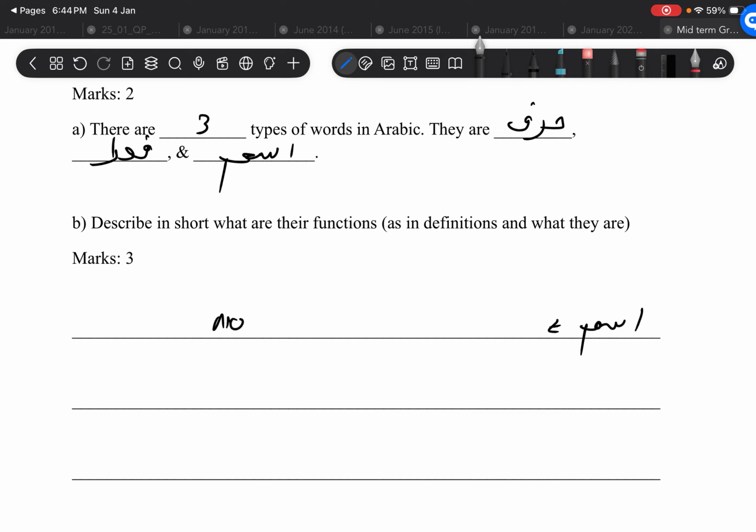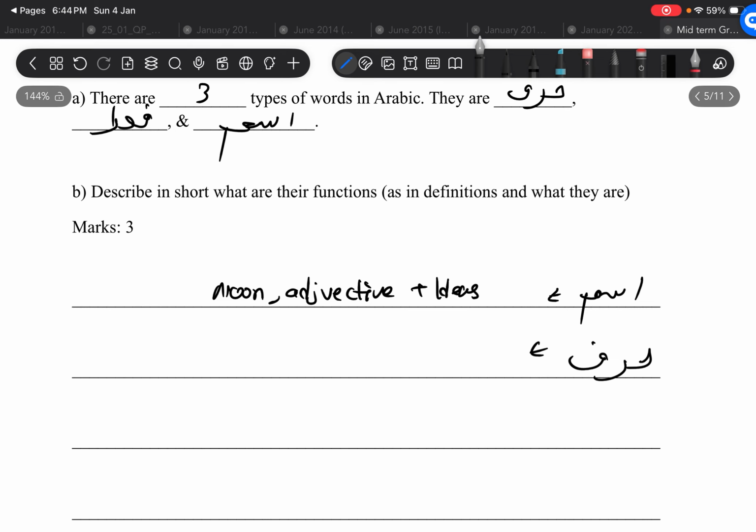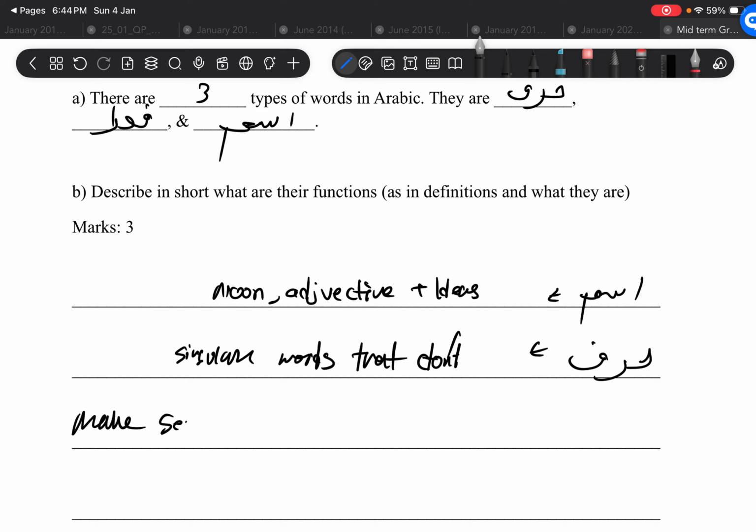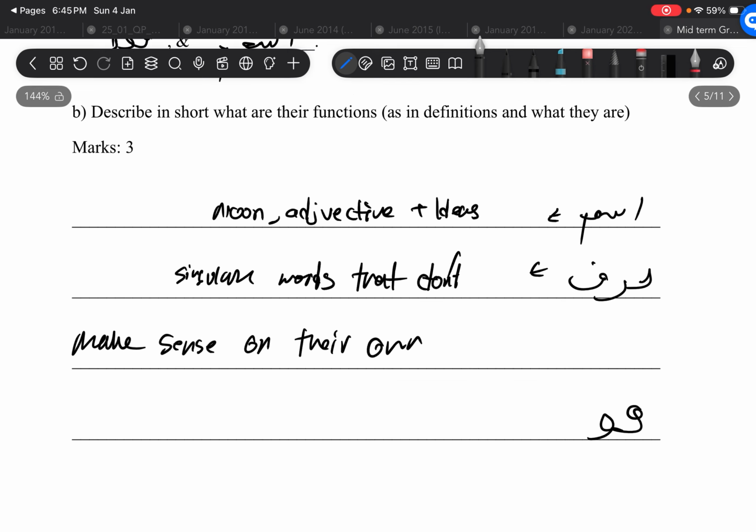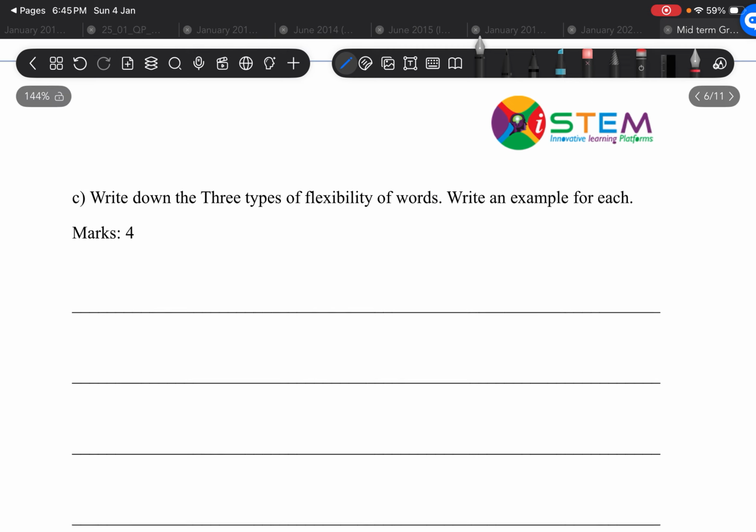is like noun, adjective, ideas. Harf are singular words that don't make sense on their own. And fi'l is basically like verbs on steroids. But definitely you're not going to write that.